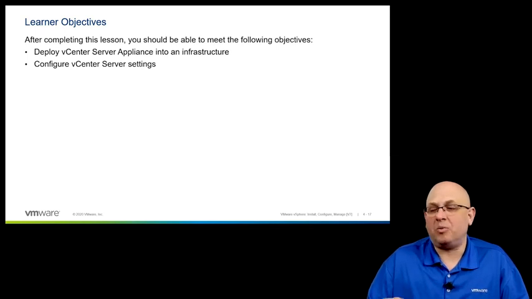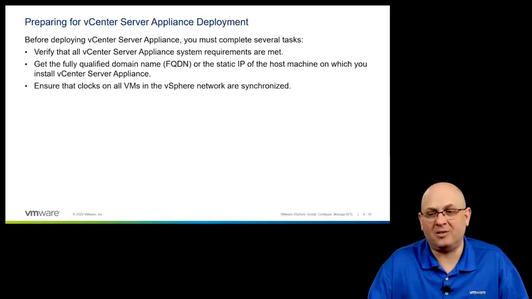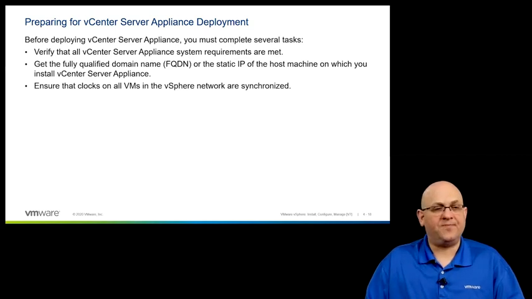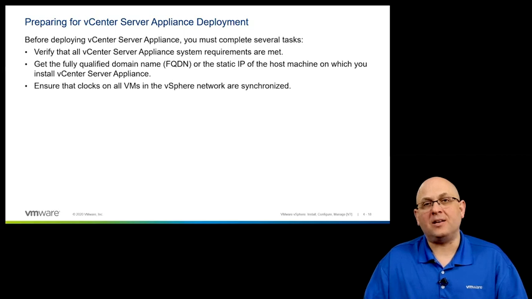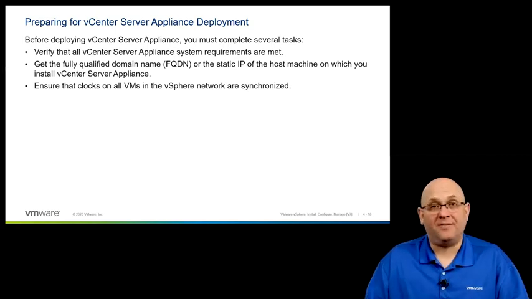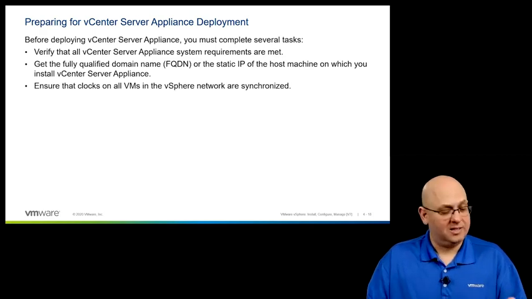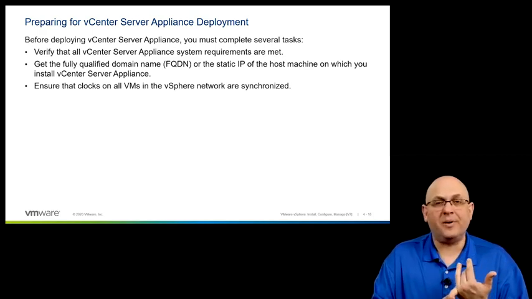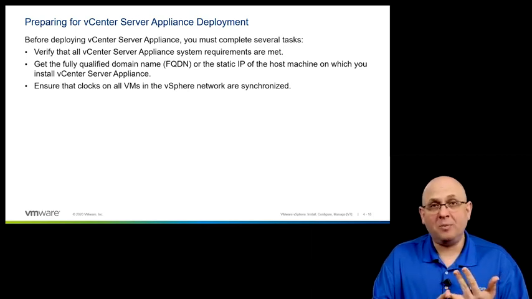We'll deploy the vCenter appliance into our vSphere infrastructure, and we'll configure some of the initial settings for vCenter Server itself. So the first thing that we need to know is that this is a virtual machine. This virtual machine is going to have a static IP address and a fully qualified domain name. So what you should do before you even start is figure out what that static IP address is going to be and what its fully qualified host name should be, and you're going to add that to DNS.